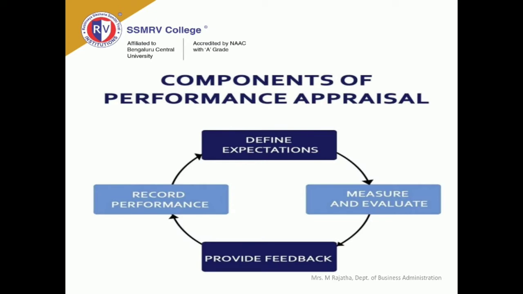These are the components of performance appraisal. You can see in the diagram given. The first step is define expectation. So the company has some expectation towards the employee for whatever job he is assigned, and it is followed by measure and evaluate. Whatever task is given by the organization has to be measured and evaluated. Then it is followed by feedback. Whatever the individual has done is evaluated and feedback is provided, then later followed by record performance. So finally the performance of the particular individual is recorded. So these are the components of performance appraisal.